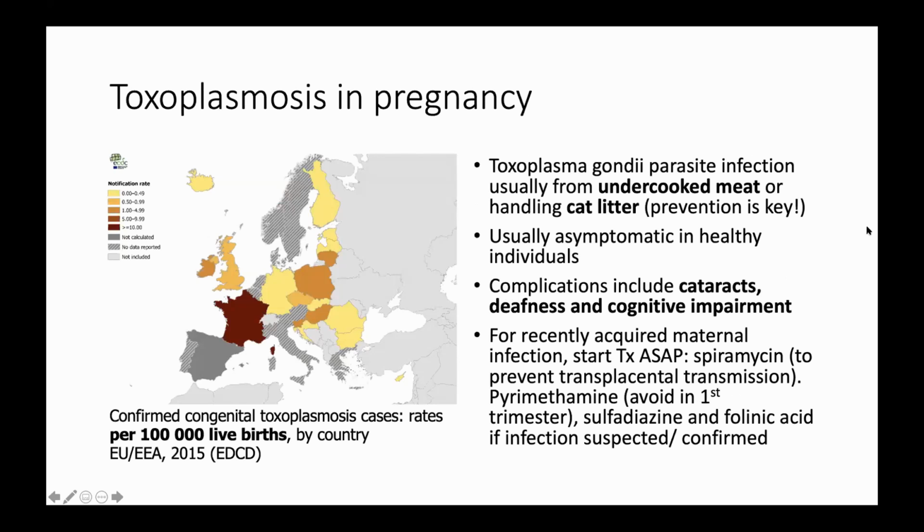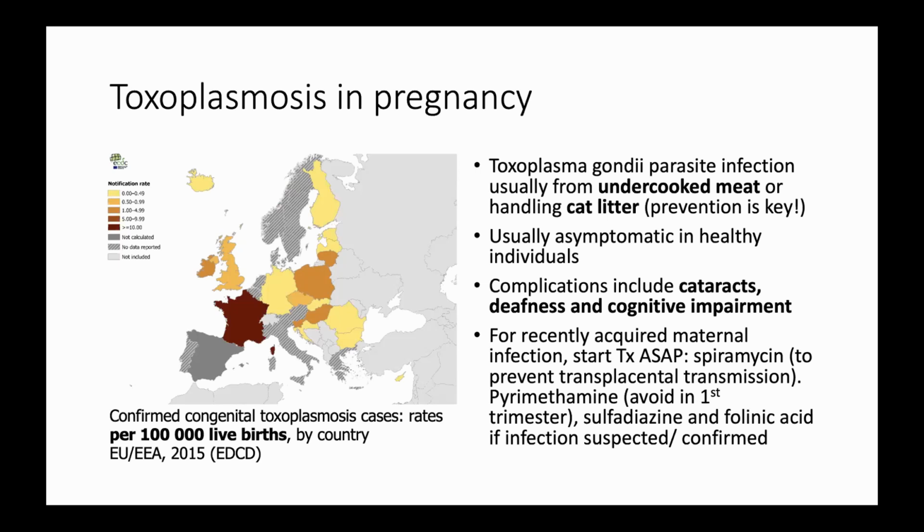The very last one of the infections in pregnancy before we crack on is toxoplasmosis. And this is the reason why we advise pregnant mothers to not eat anything like undercooked beef or handling cat litter. It's a parasite infection that can cause cataracts, deafness, and cognitive impairment in the newborn. If you suspect that a mother has toxoplasmosis, she should have spiramycin quickly, because that prevents the parasites from going from the mother via the placenta to the baby.